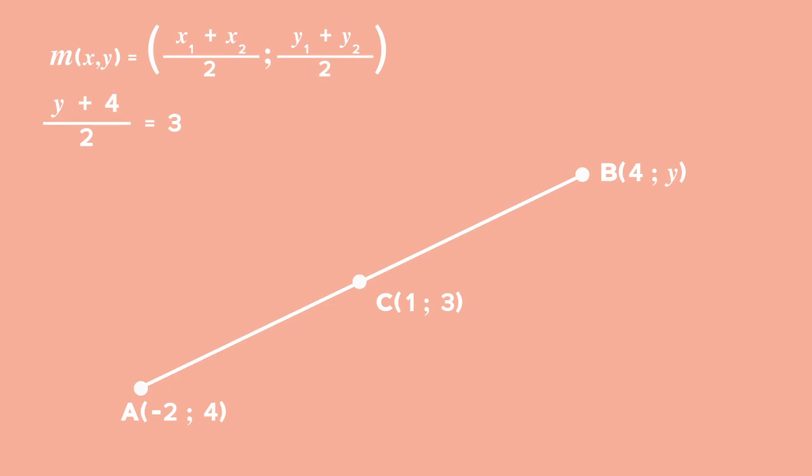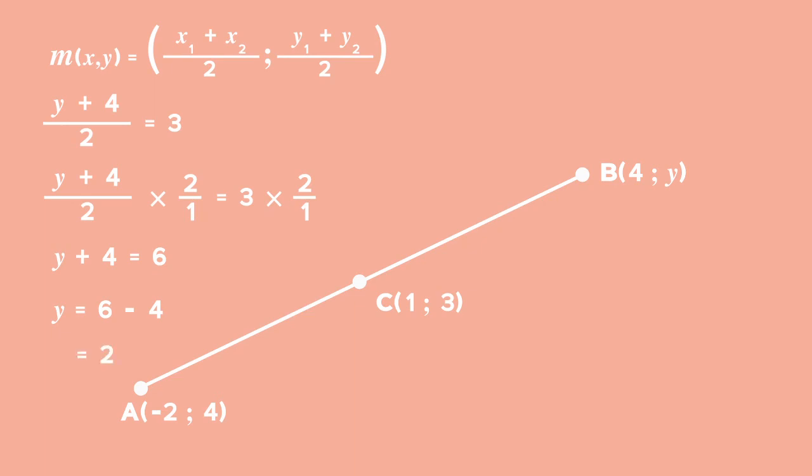In order to get rid of the 2 on the left-hand side, you can multiply both sides by 2, and therefore on the left-hand side you get y plus 4, and on the right-hand side you get 3 times 2, which gives you 6. You can solve for y by subtracting 4 on both sides. So you get y is equal to 2.